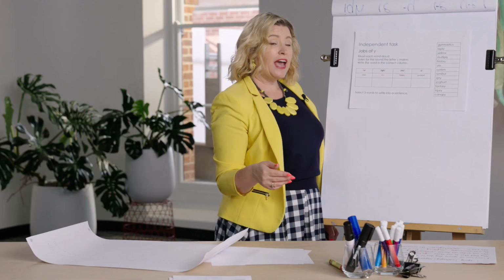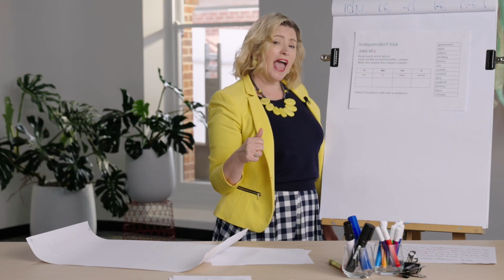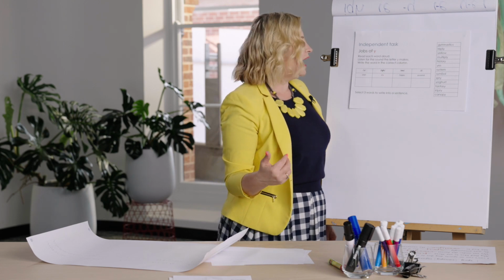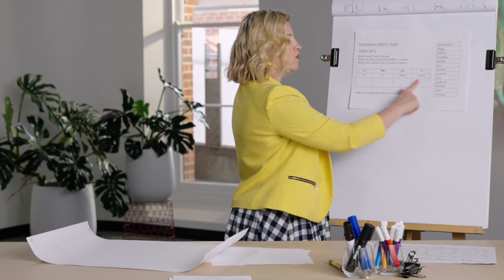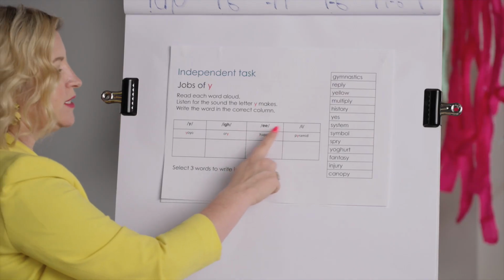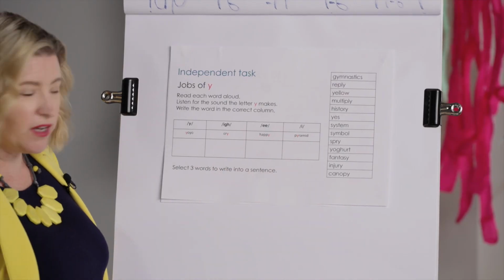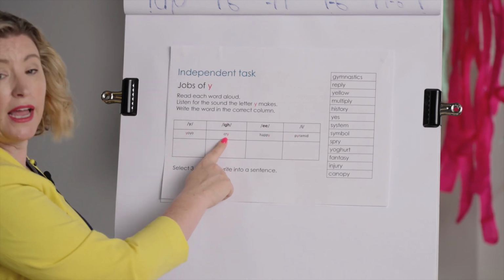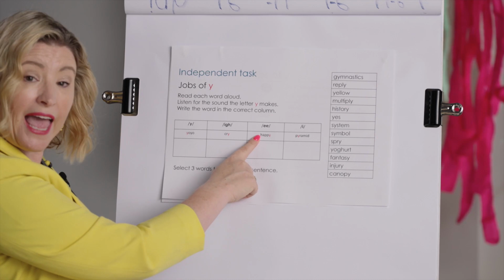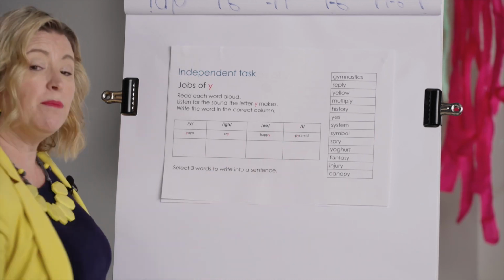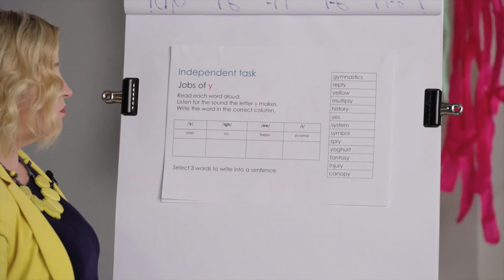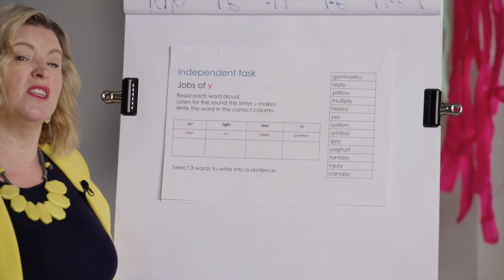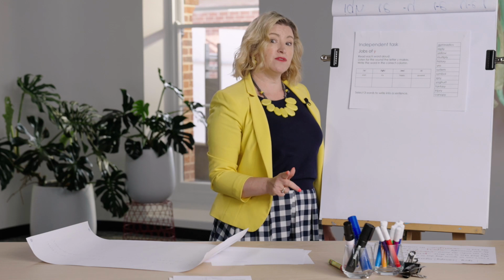Read them aloud and then listen carefully for the sound that that letter Y is making. What job is it doing in that word? And then we'd like you to sort them into the correct column. We've given you the example words at the top so you can check. So we've got Y like yo-yo, I like cry, E like happy, or I like pyramid. So I want you to write the words in there. And then it says to select 3 words to write into a sentence. That's your task for today.